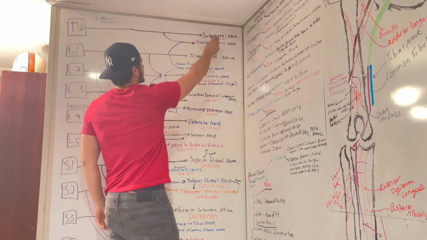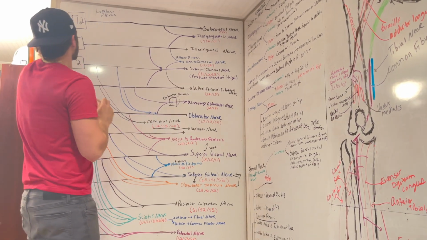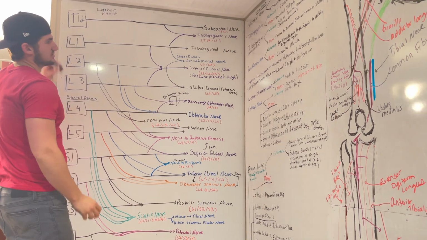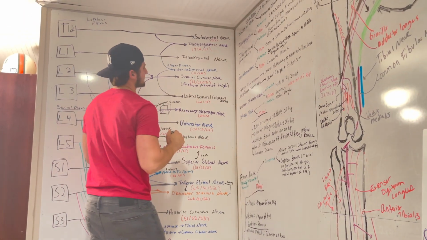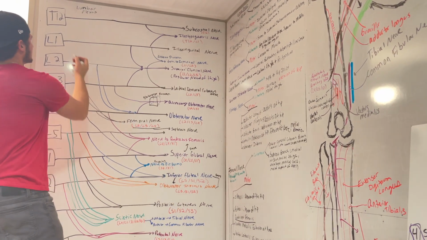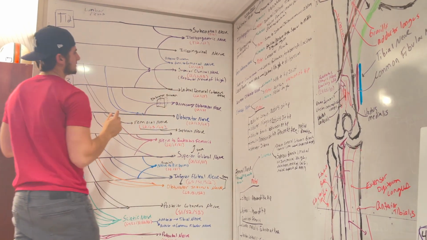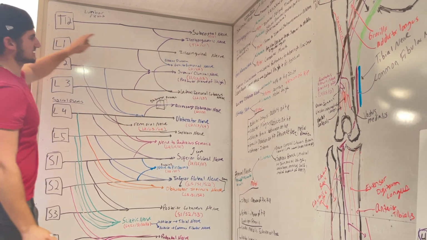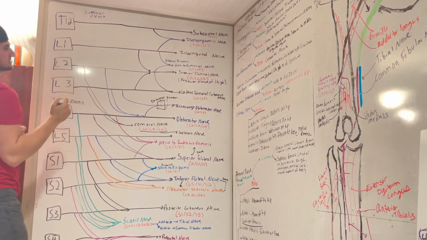It's going to go to the subcostal nerve. Now T12 and L1 are going to come together and they're going to form the iliohypogastric nerve. That's going to be from T12 and L1. Now, L1 is the ilioinguinal nerve. The lumbar one is the ilioinguinal nerve. Okay, so now we have T12 and L1 done.